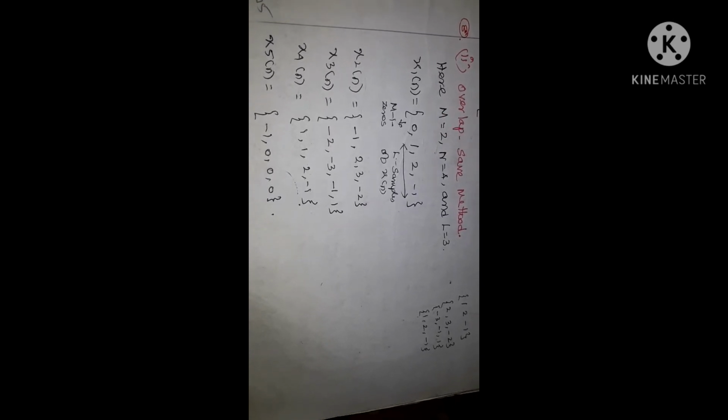Here we make the first input x1 of n, because we must add m minus 1 zeros. Here m is the order 2, so we add 1 zero in front of the first block: 0, 1, 2, minus 1. Then the last bit of the first data segment comes to the next block. Here m minus 1 means only 1 bit we must carry over. So minus 1 is the last bit, and it will become the first bit of the second block. So the second block has first bit minus 1, then the balance 2, 3, minus 2, which we already segmented.